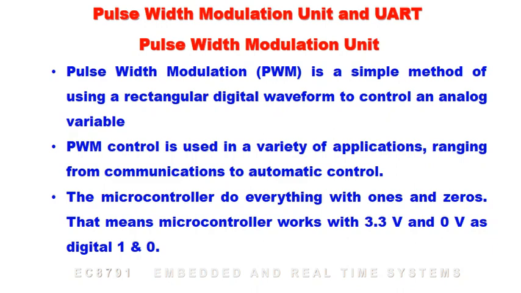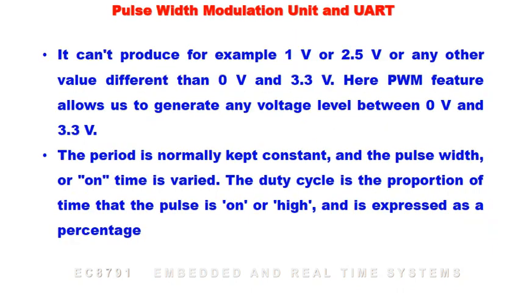Pulse width modulation control is used in a variety of applications ranging from communications to automatic control. The microcontroller does everything with ones and zeros. That means a microcontroller works with 3.3 volt and 0 volt as digital 1 and 0. It can produce, for example, 1 volt or 2.5 volt or any other value different than 0 volt and 3.3 volt. Here, the pulse width modulation feature allows us to generate any voltage level between 0 volt and 3.3 volt.